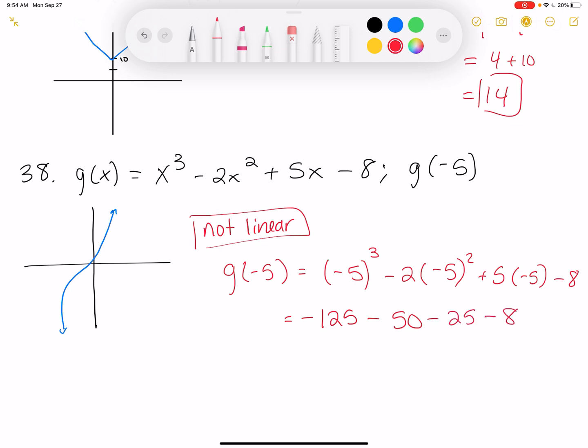And then now you can just put all this together. Negative 125 minus 50, negative 175. So it was negative 208. Negative 208. And that's it. Not too hard, right?